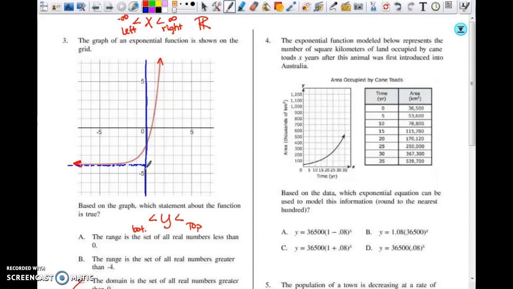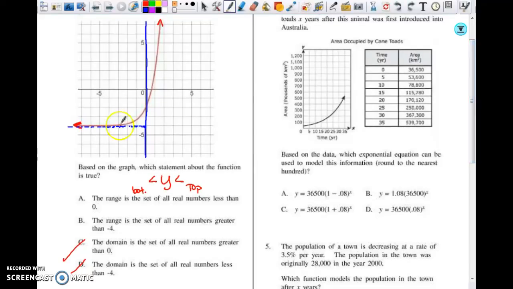So I know by looking at my graph, the range, the y's, are they going to be greater than -4 or are they less than -4? Okay, so the answer choice would be B, because A is the range set of all real numbers less than 0. So that means we'd come here at 0 and the graph would only be below 0, which is not true because there are some points above 0. So that cannot be true. Okay, so your answer would be, remember, you always go from the asymptote, the bottom. The asymptote sits at the bottom, and then you look at the graph. Is it above the asymptote or below the asymptote? I mean, above the asymptote.